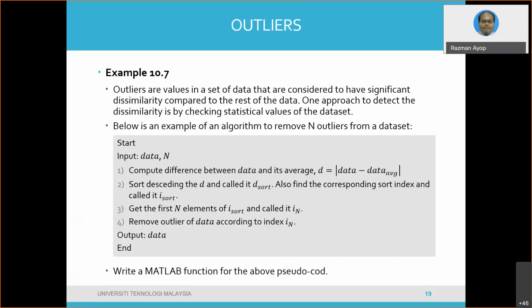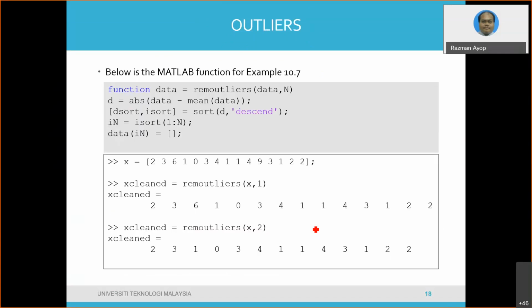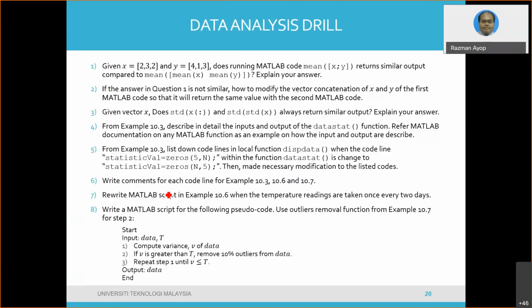And then I also showed you how to determine the outlier. So you have to make sure that you know the formula, and then you have to sort it. Sort descending, and then delete the data. So remember how to delete the data is basically just this code. So that's it for today, for chapter 10.